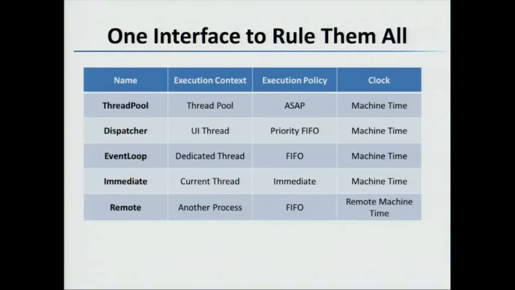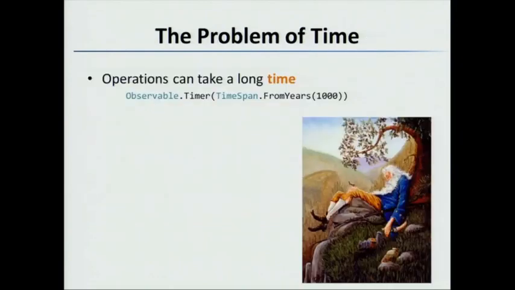So there's a lot of different instances of schedulers. Here's a few of them: the thread pool, the dispatcher. An event loop is a dedicated thread. And then there's the immediate scheduler, which means do it right now on the current thread. And then there's a remote machine scheduler as well.